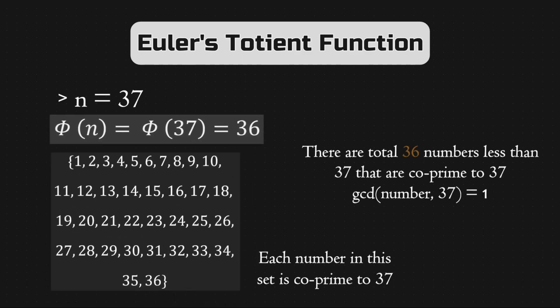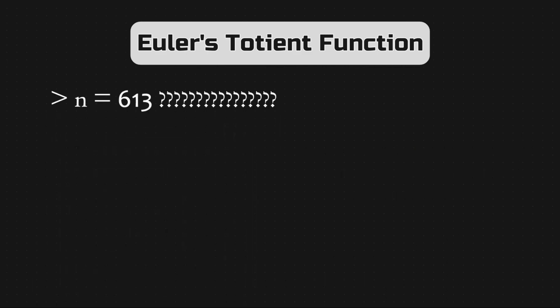What if we want to find the Euler's Totient function of number 37? Not so simple now. Or what about 613? Now that's a problem, isn't it? Don't worry, we have a way out of this misery. Let's put a case 1 tag on this.